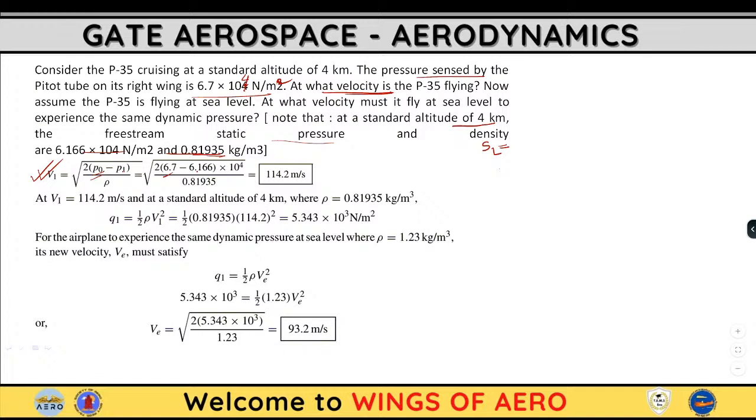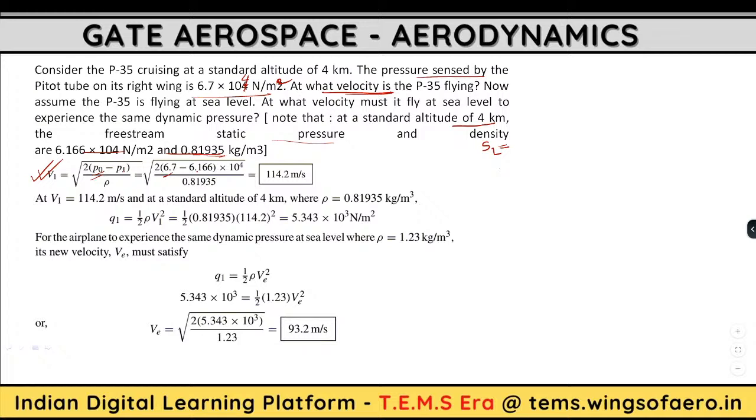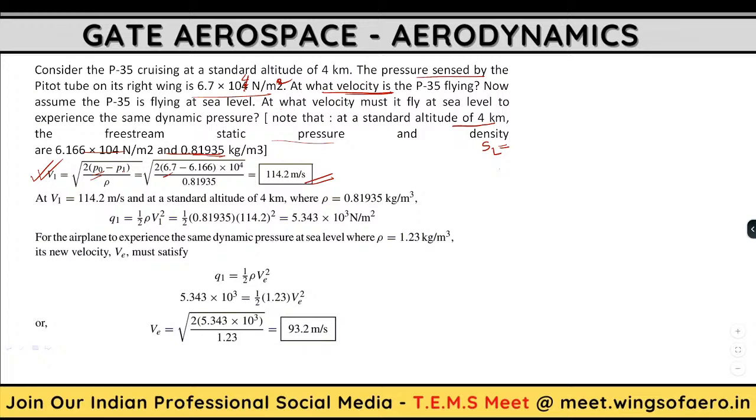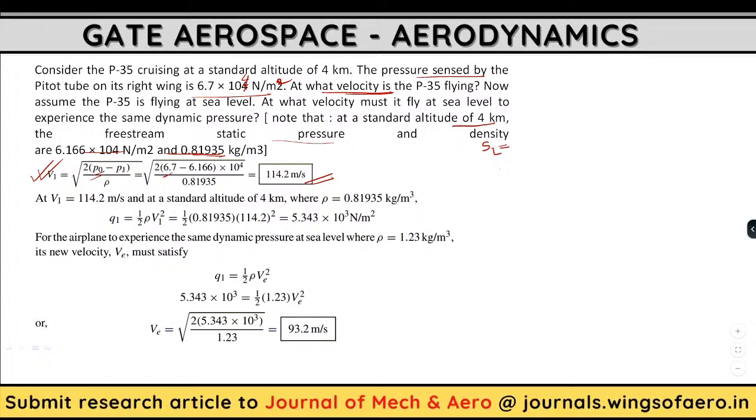Then what is the next? They have said that now assume the aircraft is flying at sea level. At what velocity must it fly at sea level to experience the same dynamic pressure?